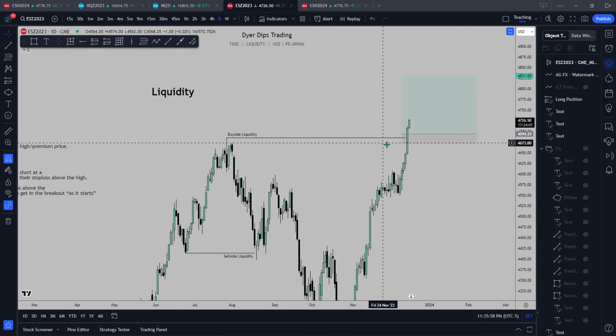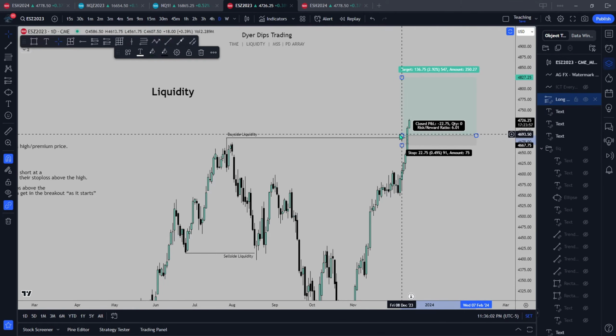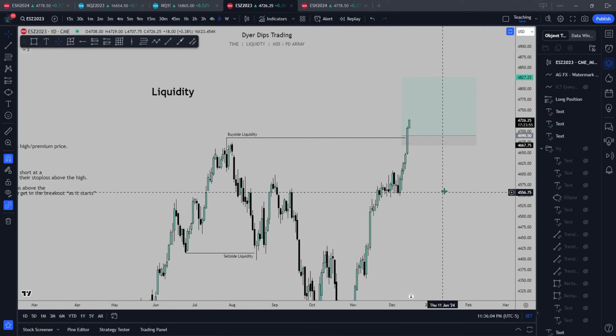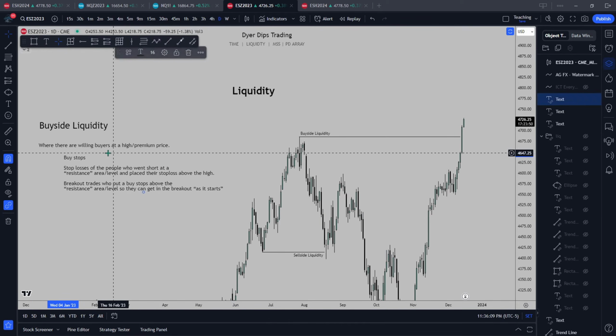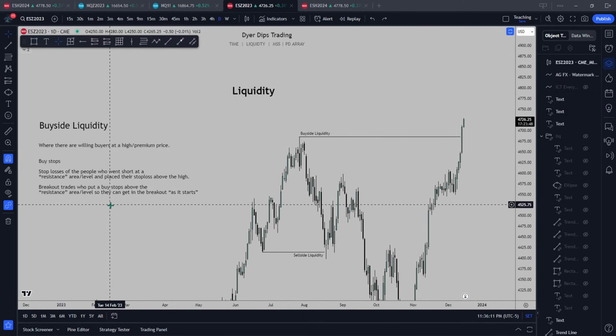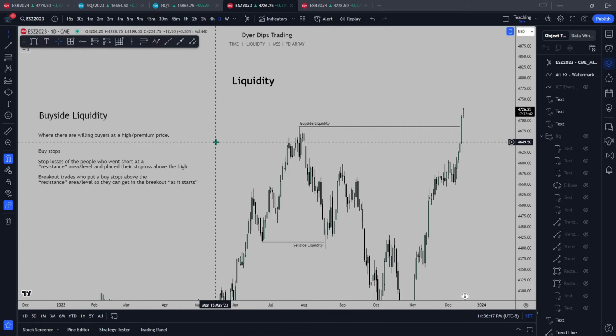And they're going to be trying to target the breakout of this level, which means that there's going to be resting buy stops right here in terms of breakout traders. So there's lots of buy orders up here in the form of buy stops, which is why we call it buy-side liquidity. So I hope that makes some sense now. And now let's take a look at sell-side liquidity.